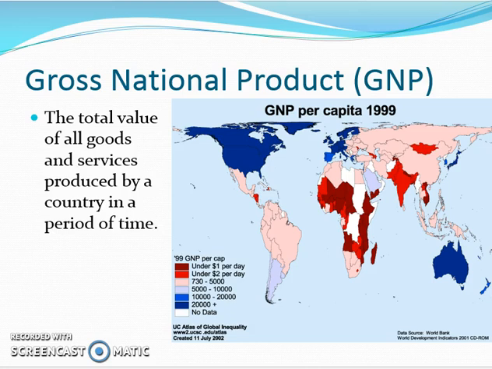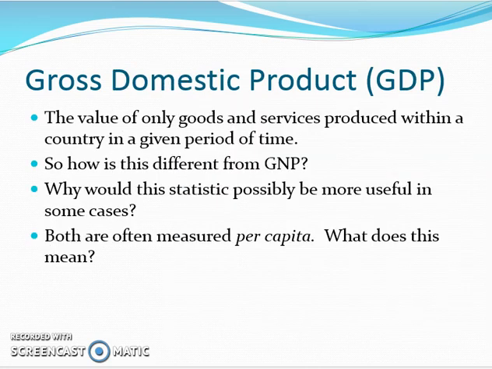As opposed to gross domestic product, which only counts things produced inside of a country. So that's how it's different from gross national product. Gross national product counts anything that, for example, the United States produces anywhere in the world. Gross domestic product only counts things that are actually produced inside the United States.